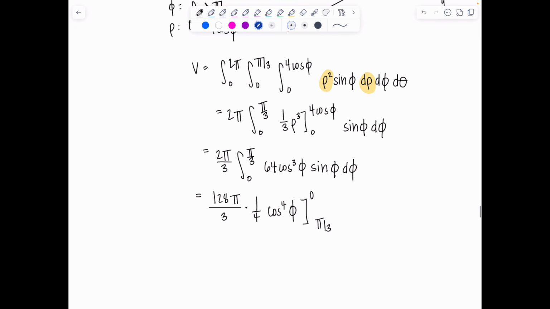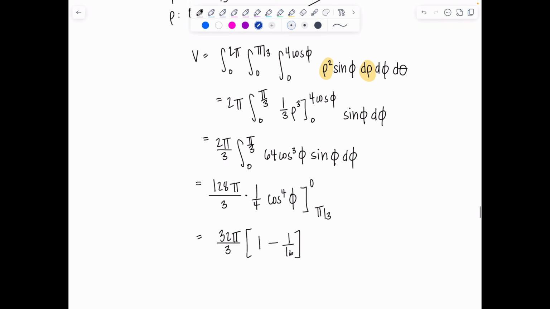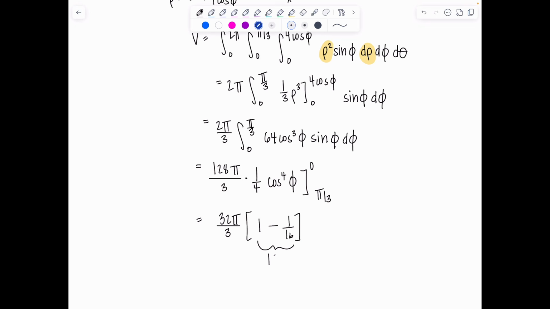Okay, 128 divided by 4 is 32 pi over 3. And then cosine of 0 to the 4th is 1. Cosine of pi over 3 is a half, raised to the 4th is 1/16. 1 minus 1/16 is 15 over 16. And the 16 cancels with the 32, giving me a 2. And then the 3 cancels with 15, giving me a 5. And I have 10 pi.